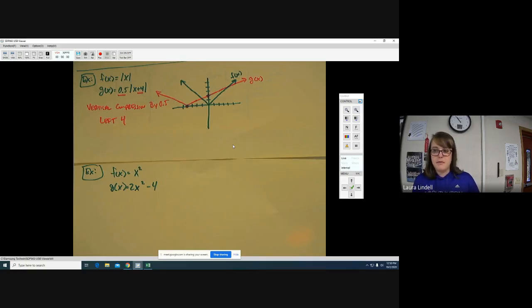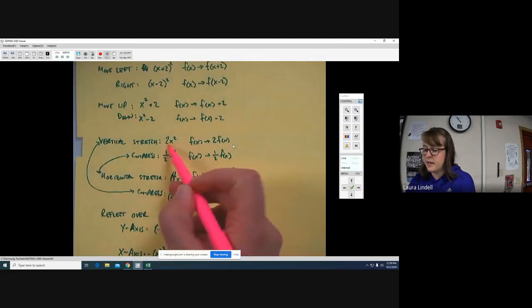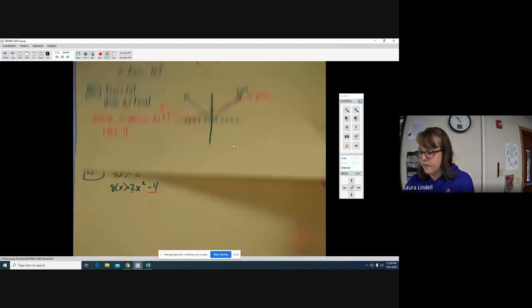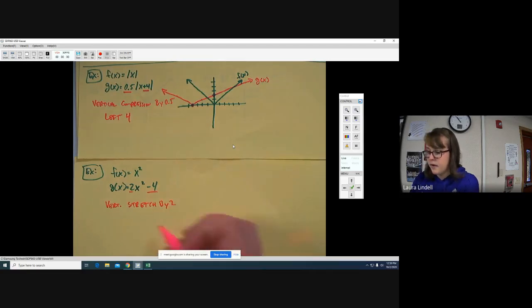All right, I'm seeing a common theme of down 4. That's good. And a common theme of vertical stretch. Yes. All right. So these are the things that are telling us what's happening. The 2 out in front, if we look back at our other set of notes, is telling us that it's vertically stretched, and it's exactly the example that we used there, actually. And then down 4, since the 4 is outside. Okay.